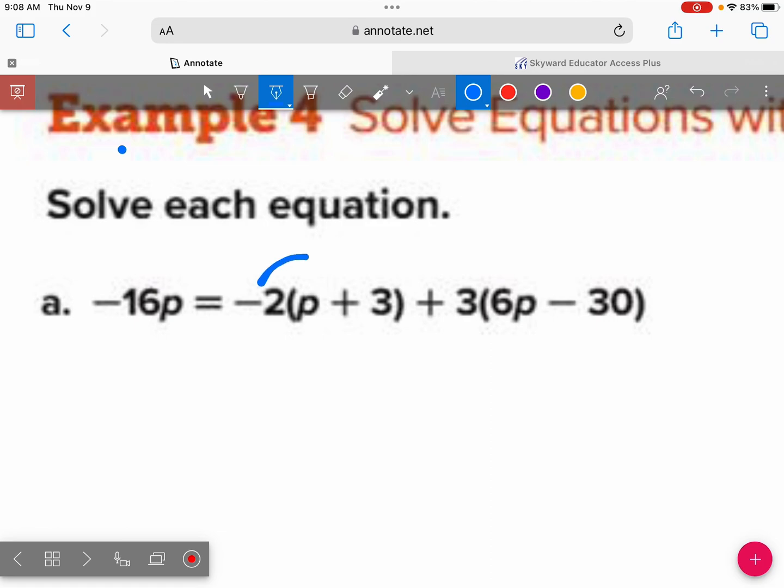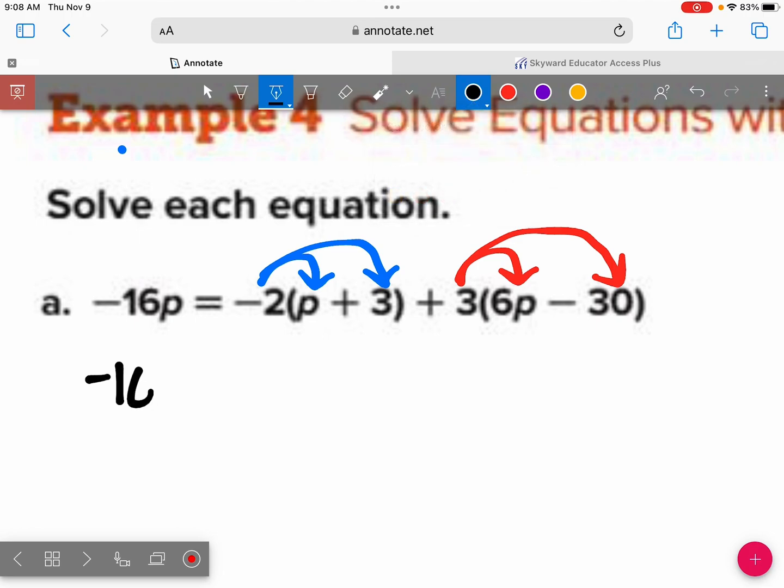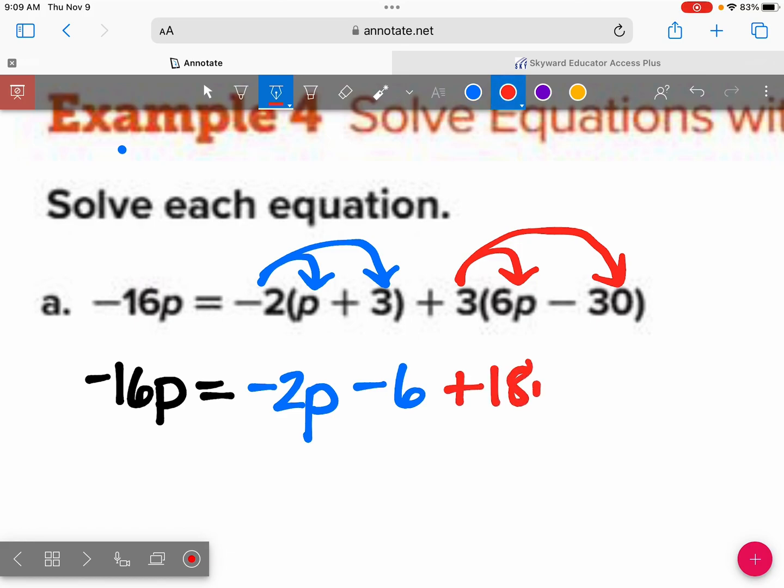So let's distribute a negative 2. And we're going to distribute a positive 3. So let's do that. So when I do that, that gives me negative 16p equals negative 2p, because negative 2 times p is negative 2p. Let me go ahead and write that in blue. So negative 2p, and then negative 2 times 3 is a negative 6. So now let's do the same thing with the 3. 3 times 6p is 18p. And 3 times negative 30 is negative 90.